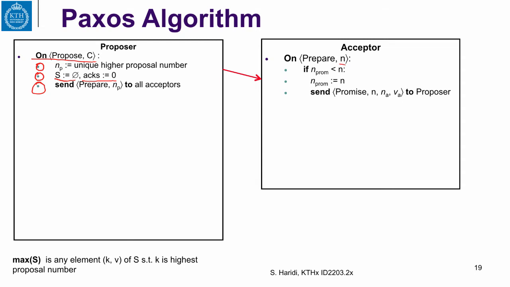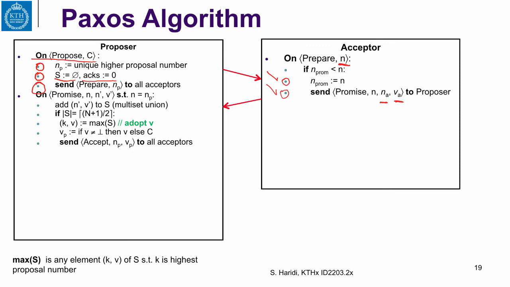And if the number in the prepare phase is higher than what was promised before by the acceptor, then the acceptor updates its promised number and then sends to the proposer the current value accepted and its current round number, just to say, okay, I'm responding to this prepare message. When a proposer gets a promise, it adds it to the set of promises here. It adds the pair, the round number and the value v.